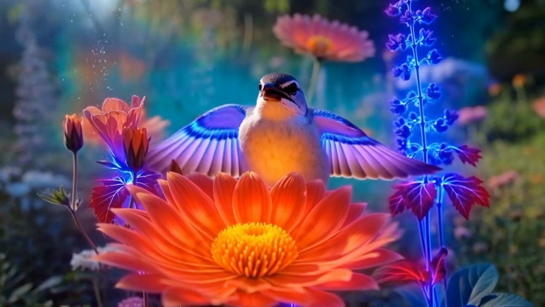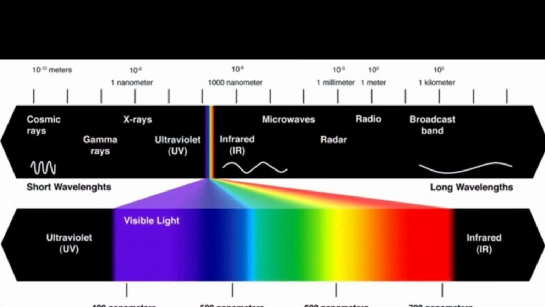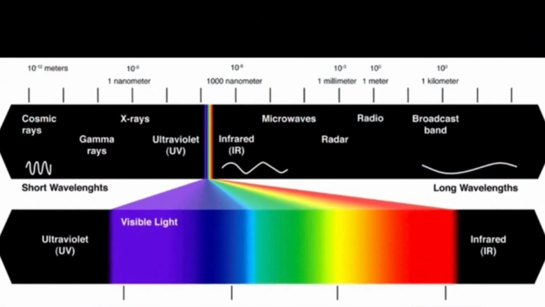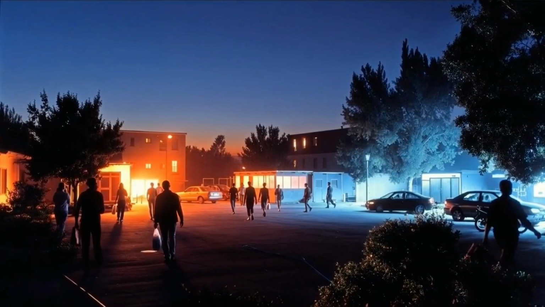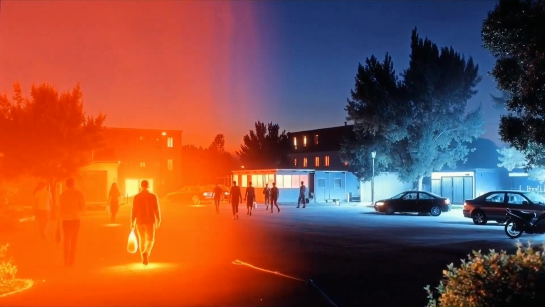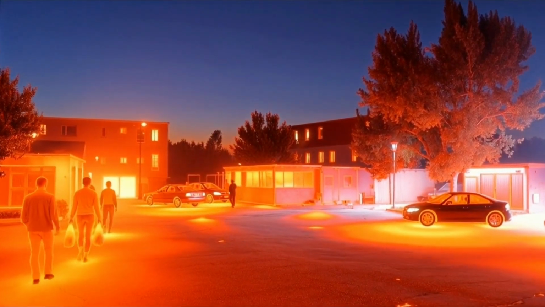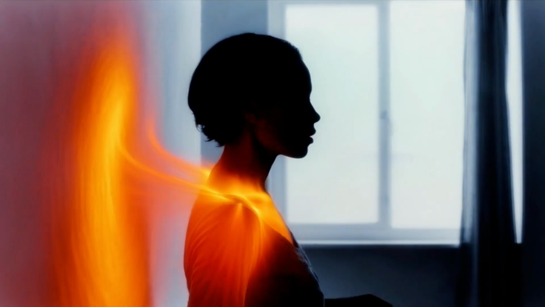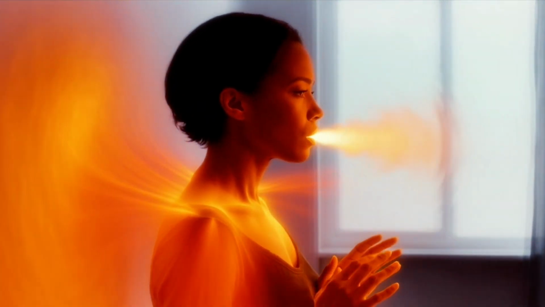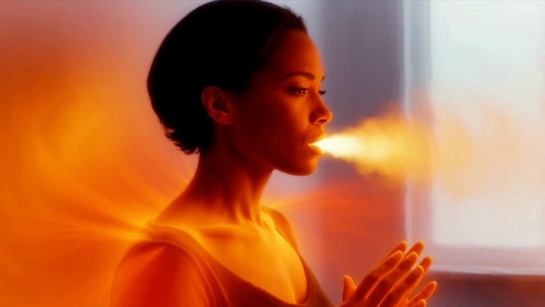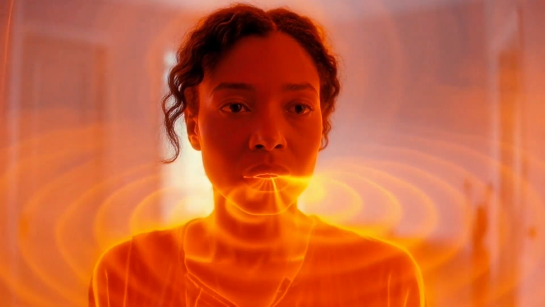Now move downward along the spectrum. Beyond red light lies infrared, longer wavelength, lower energy, but still powerful enough to interact with matter in profound ways. Infrared radiation is primarily associated with heat. Every warm object emits it, including your body. Your skin continuously radiates infrared photons into the surrounding environment. Thermal cameras can detect this radiation easily. To such instruments, darkness does not exist because heat is always visible.